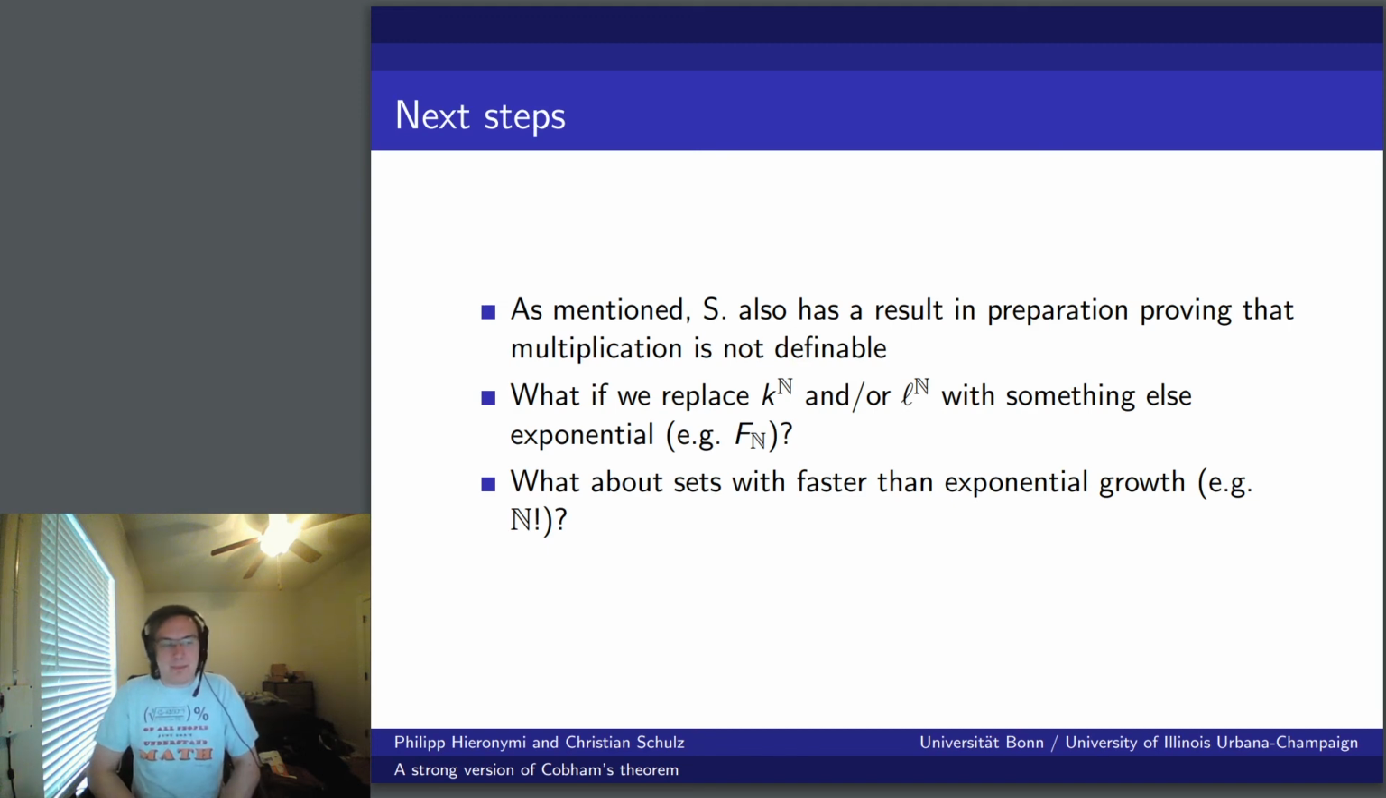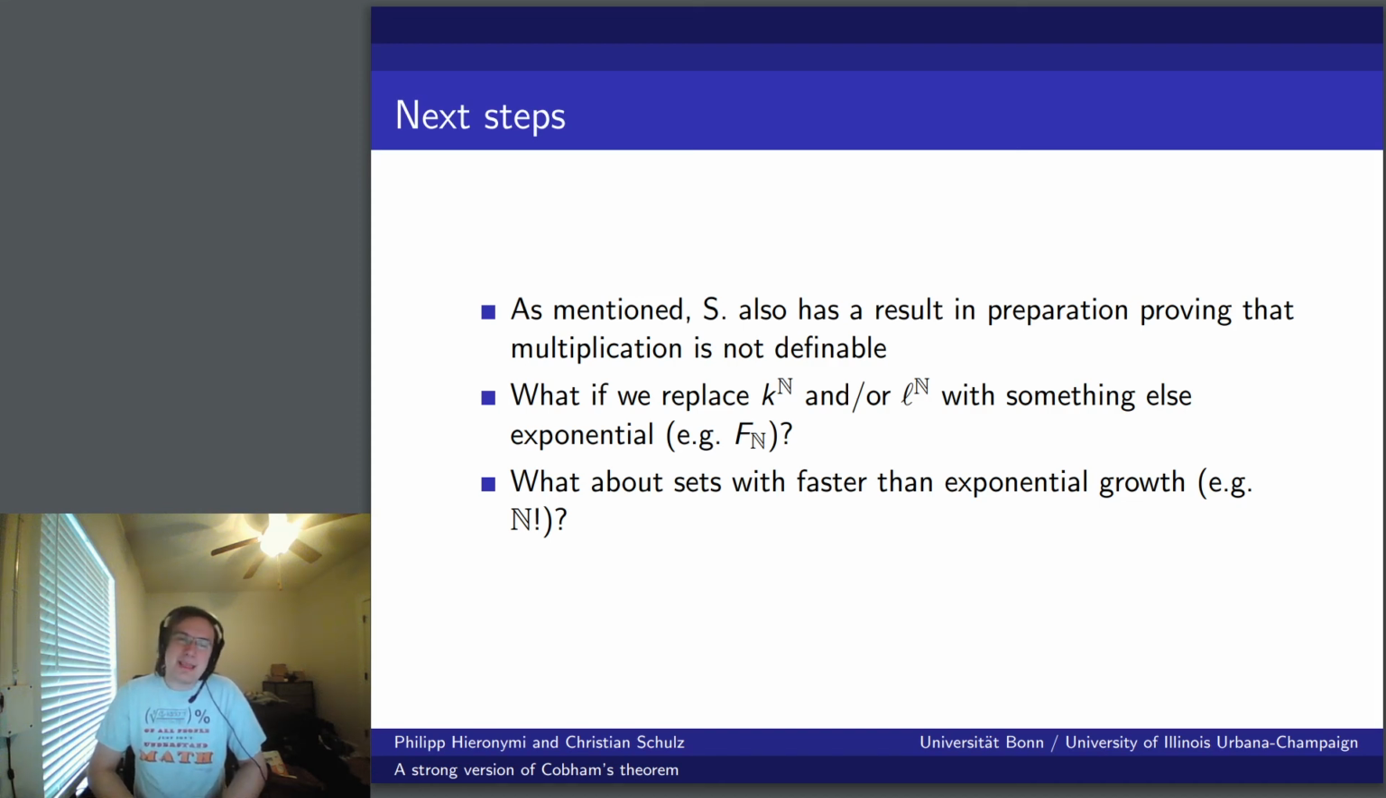So, before we wrap up here, I do want to talk some about next steps. As I've mentioned earlier, I do have a result in preparation proving that this structure does not define multiplication. The proof is very model theoretic, but in case you are interested, be on the lookout for that.